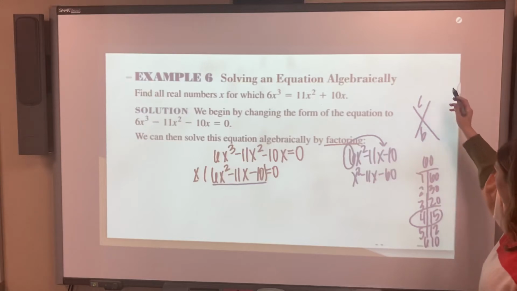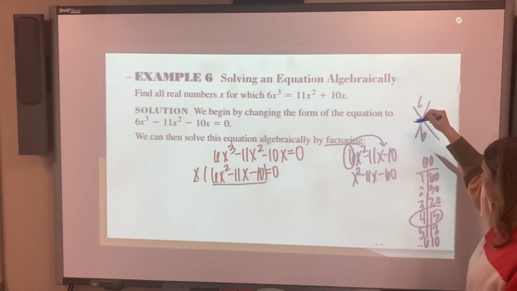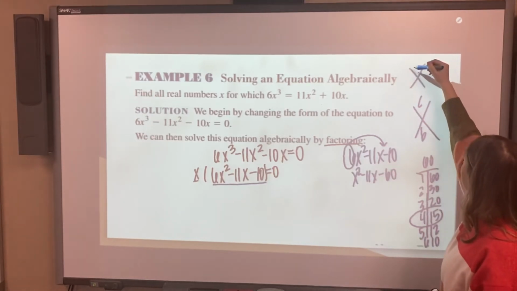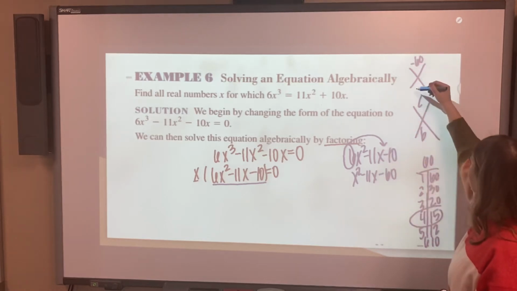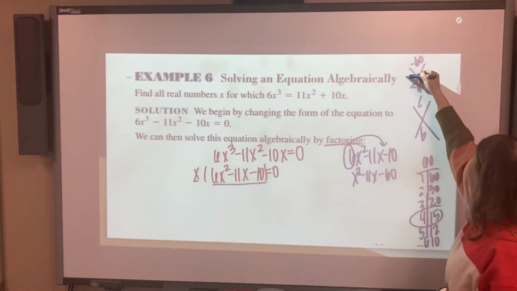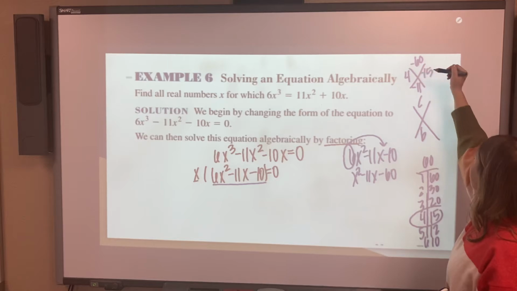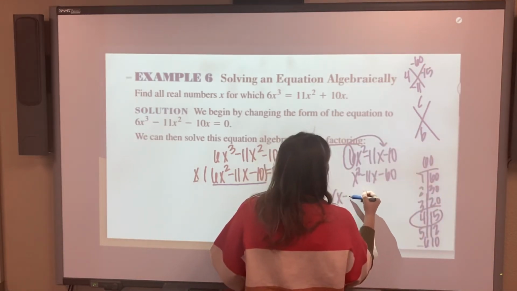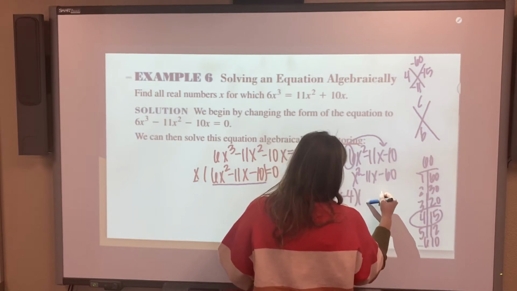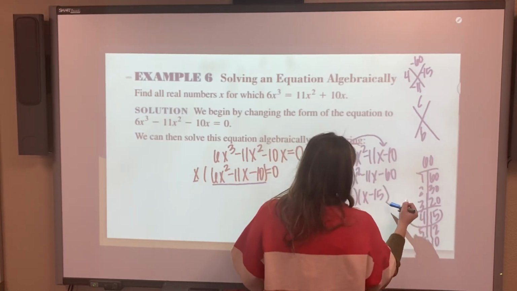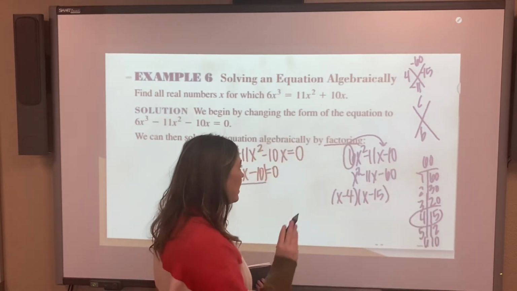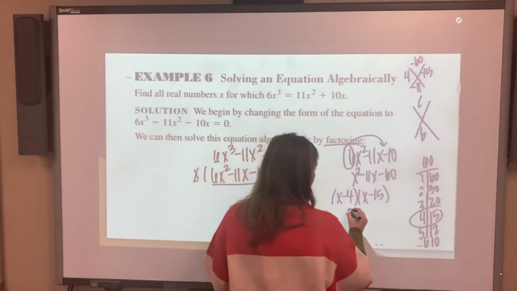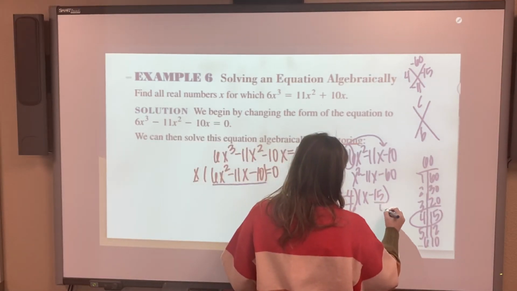So that comes up, I didn't even write this part. So the negative 60 goes up here, and the negative 11 goes down here. So 4 and 15, and we need 15 to be negative. So we have x minus 4, and we have x minus 15. Okay, so we slid that 6. Now we have to divide the 6. So divide this by 6, divide this by 6.